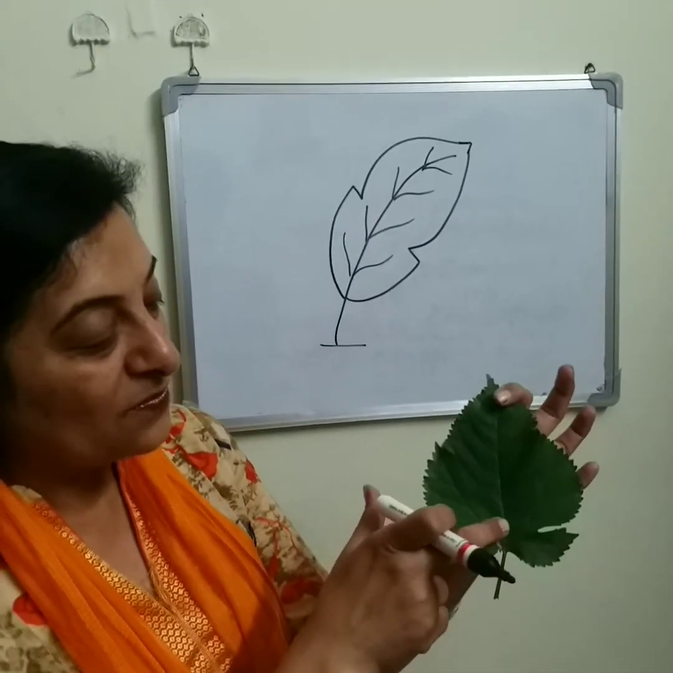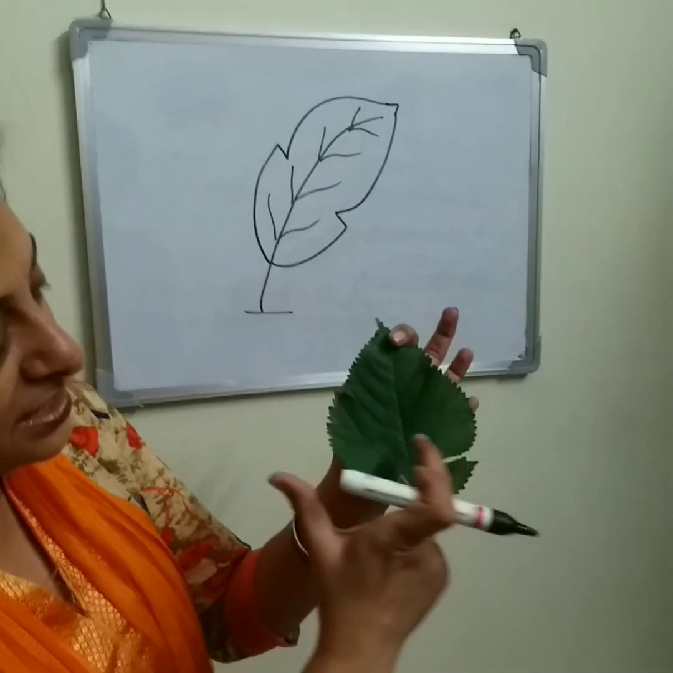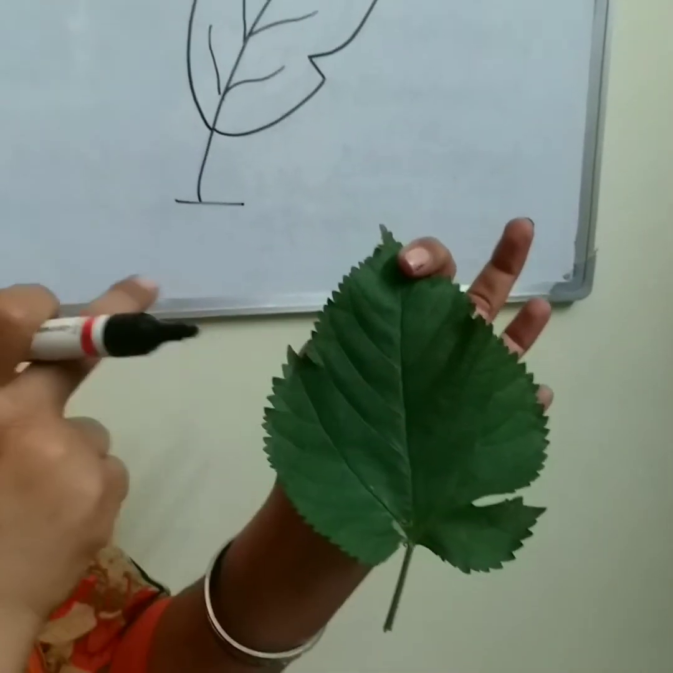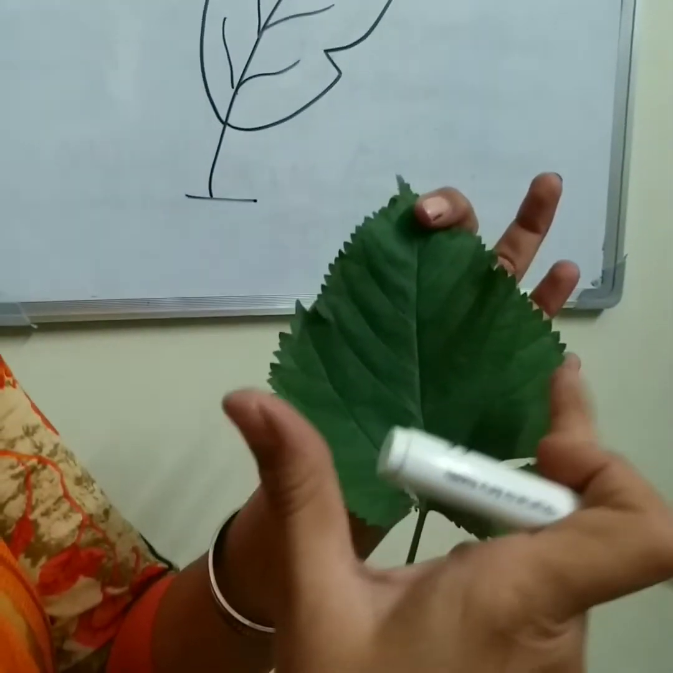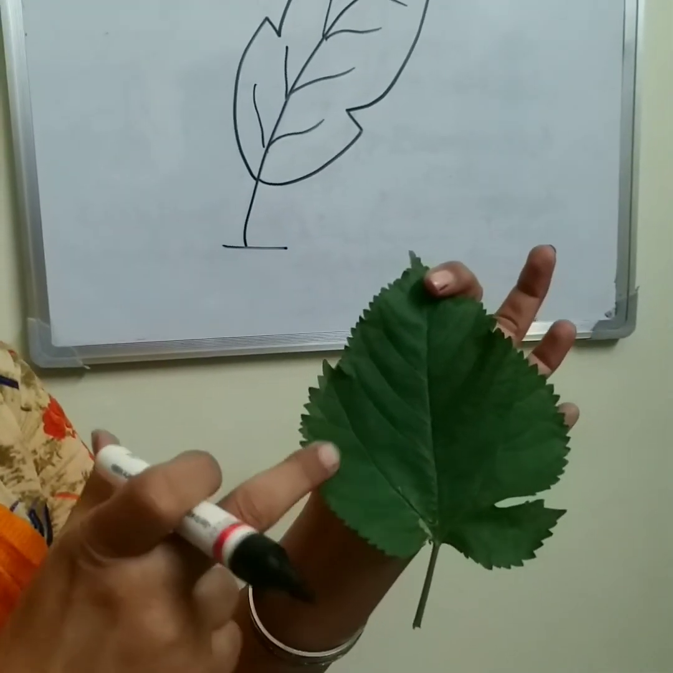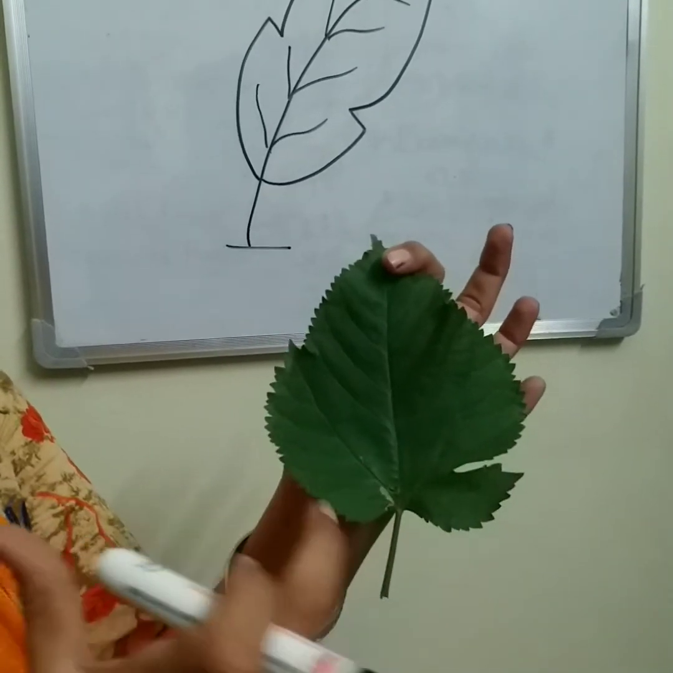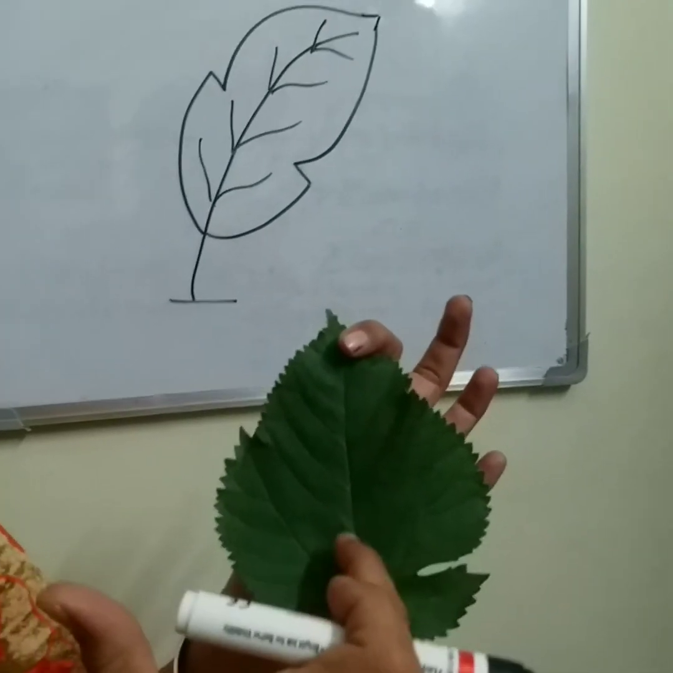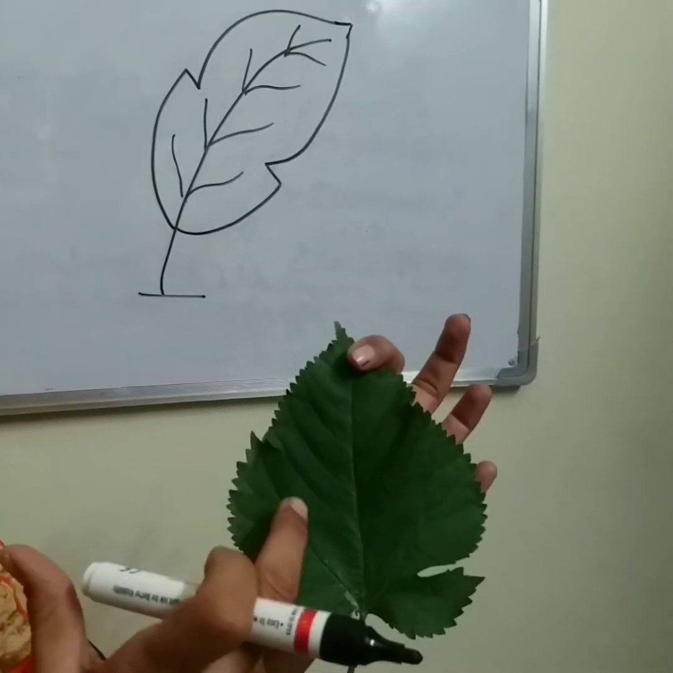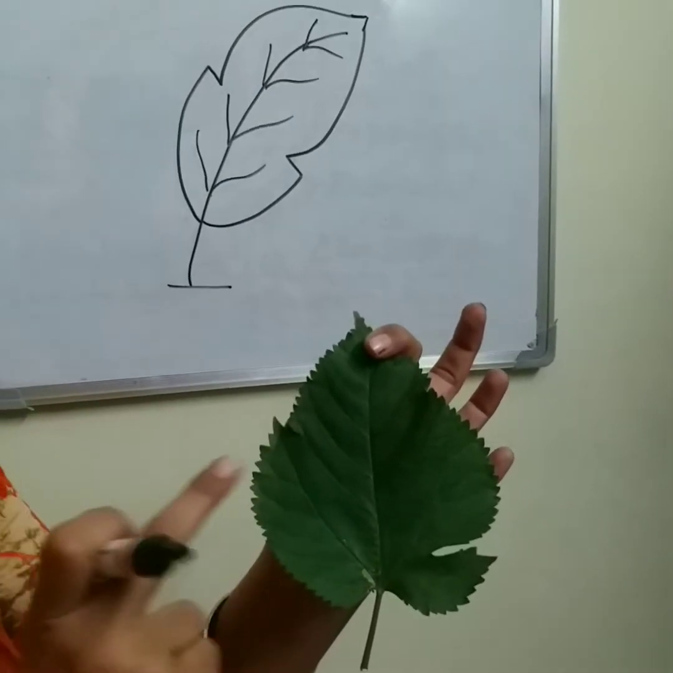This is your midrib. Now, if you look carefully, you can see linear, tube-like structures running out from the midrib. These linear, tube-like structures are known as side veins.